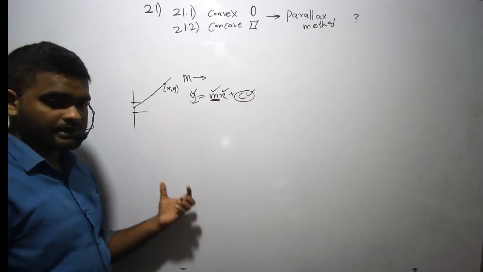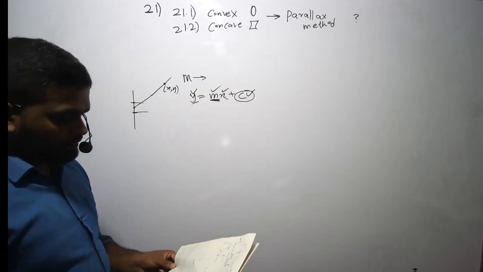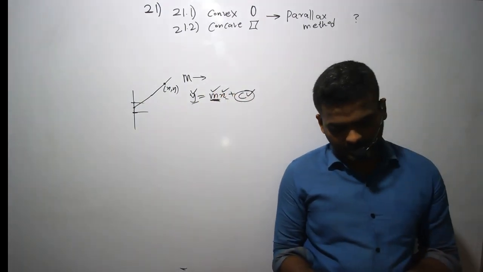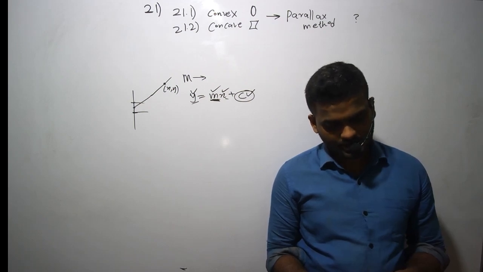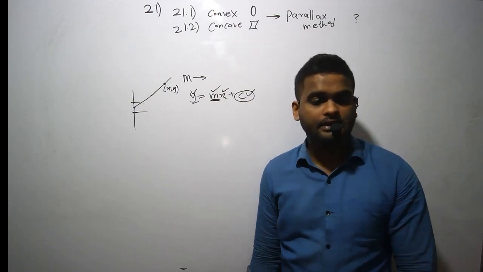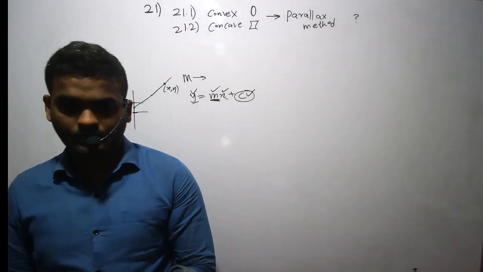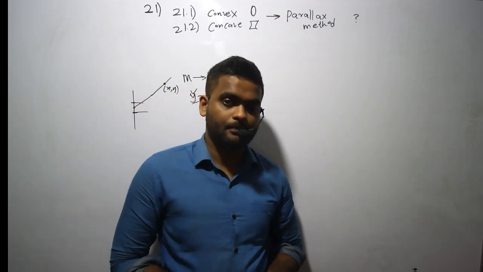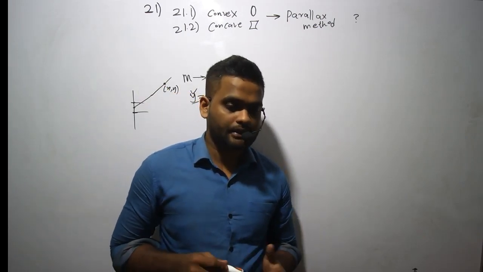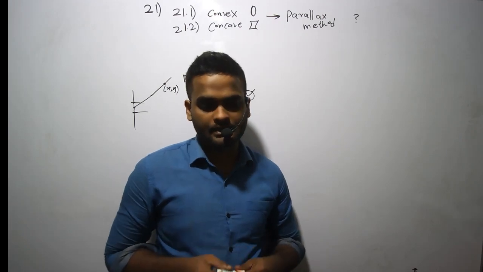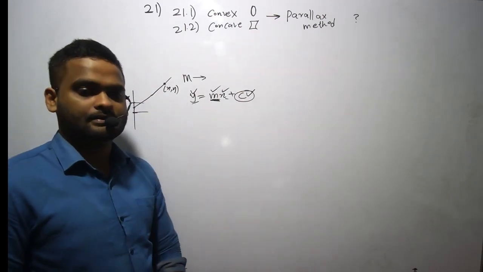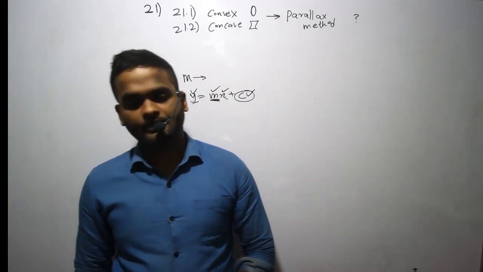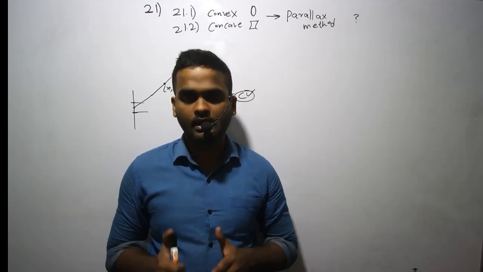Okay, below that, right, find the gradient, and substitute a coordinate in y equals mx plus c, in order to find the intercept more accurately.